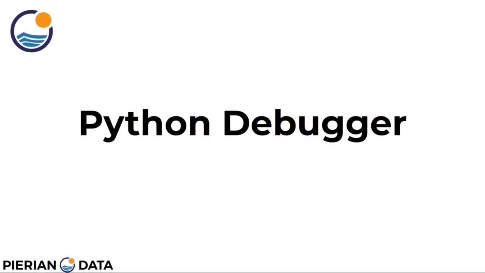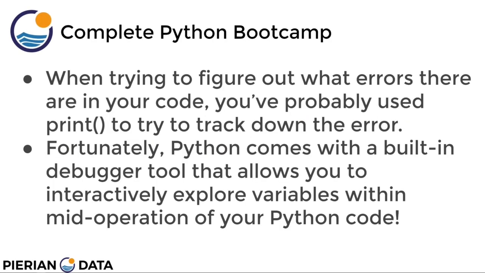Welcome everyone to this lecture on the Python debugger. When trying to figure out what errors there are in your code, you've probably used the print function to try to track down the error by printing out variables within your Python script. Fortunately, Python comes with a built-in debugger tool that allows you to interactively explore variables mid-operation of your Python code. Let's check it out by hopping over to a Jupyter Notebook.